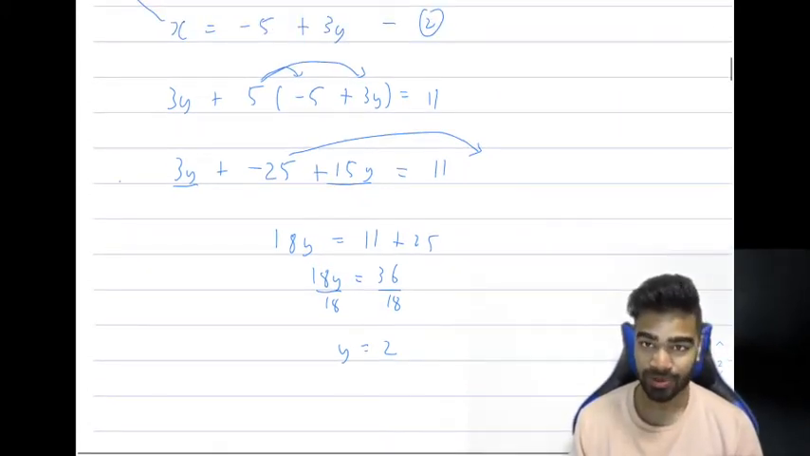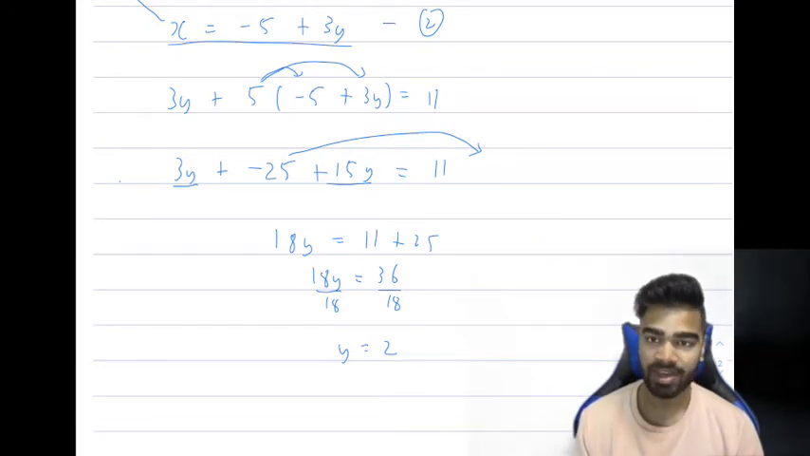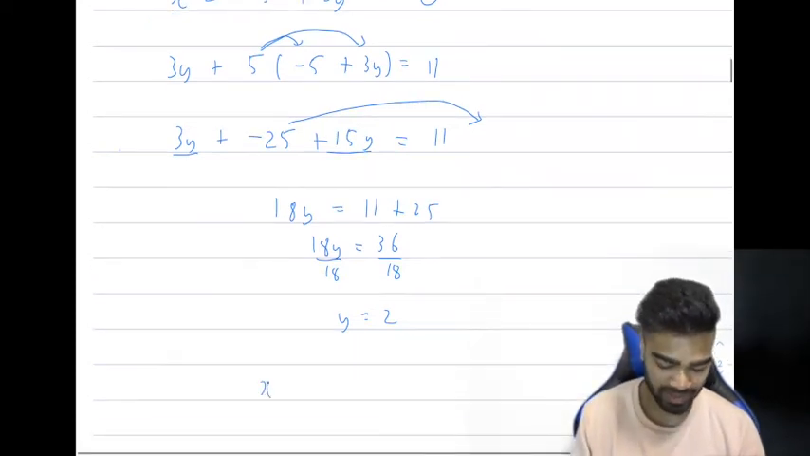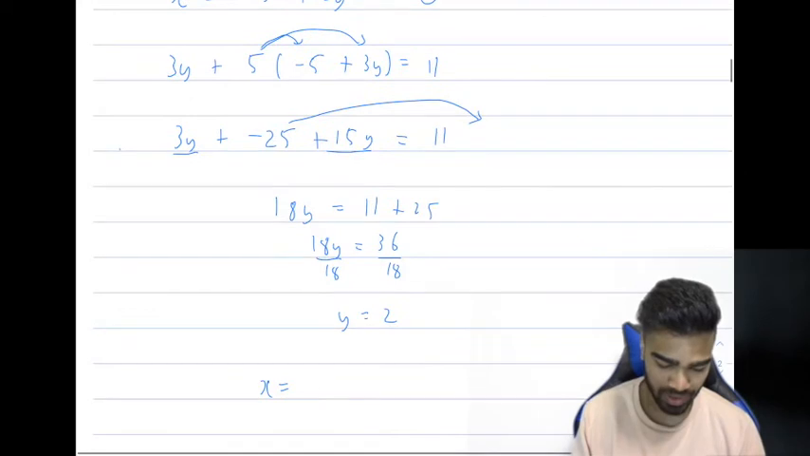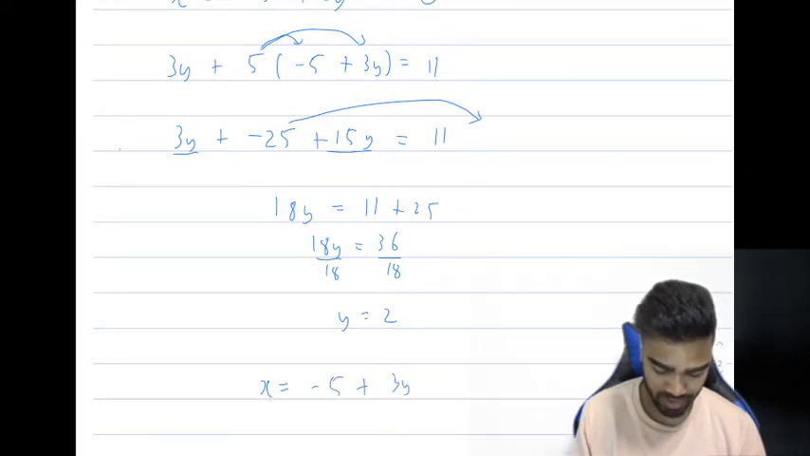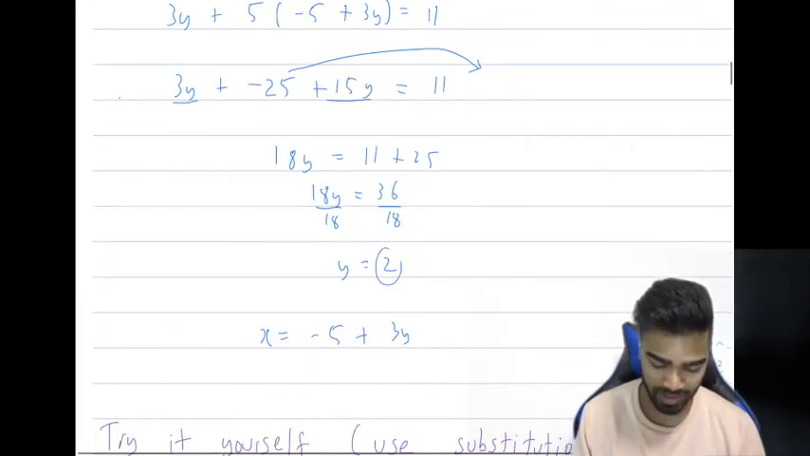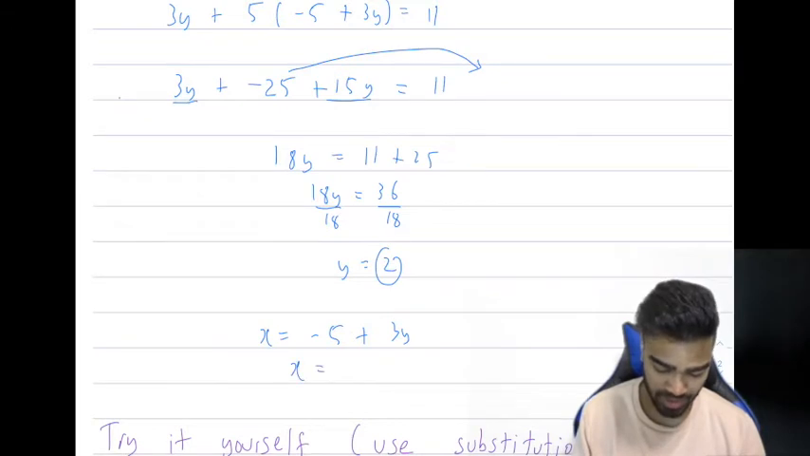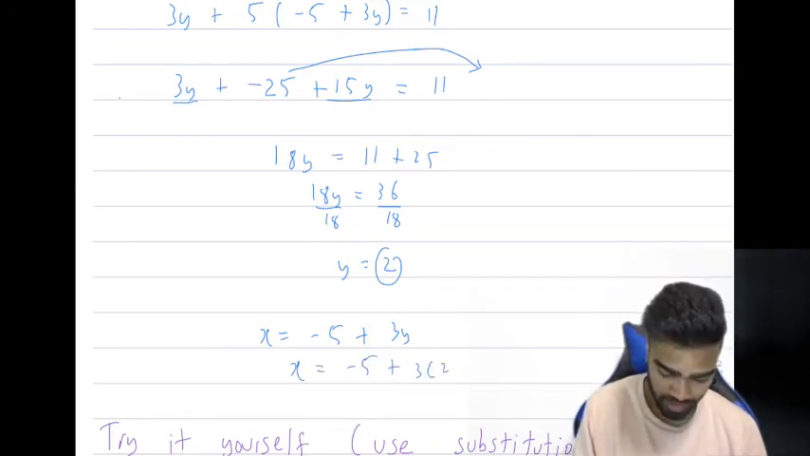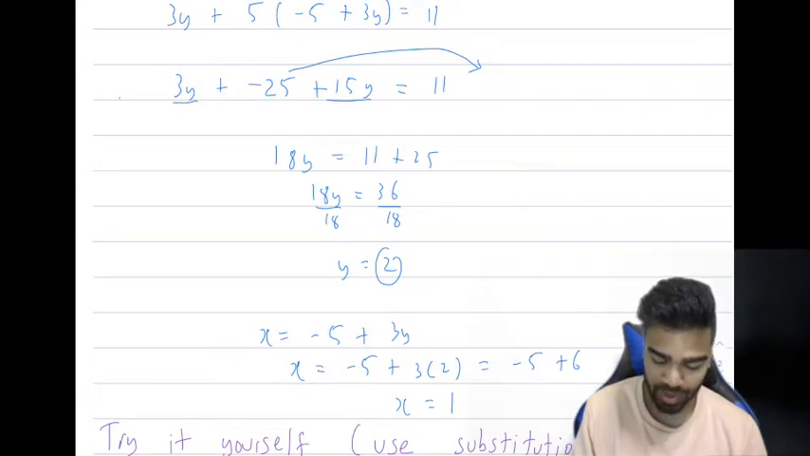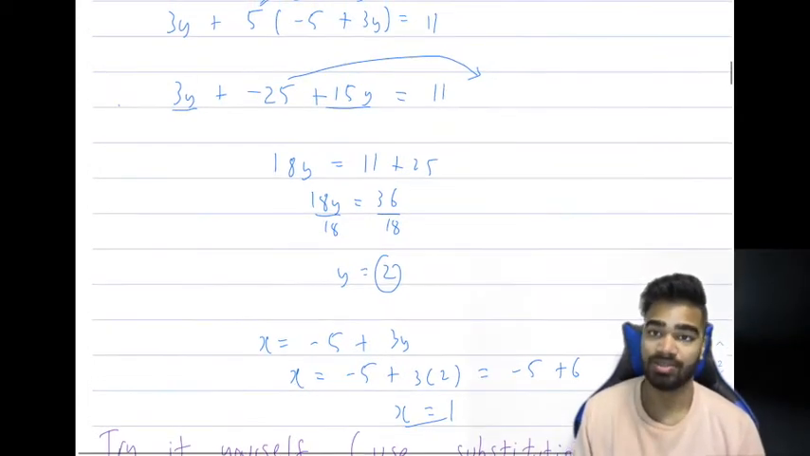Because what else do we have to find? We have to find the value of x. Okay, so we know that x is equal to negative 5 plus 3y. Now we know the value of y, so sub 2 into it. So x is equal to negative 5 plus 3 multiplied by 2, which is negative 5 plus 6. So therefore we can say x is equal to 1. So y is 2, x is 1. That's your final answer. Okay, so that's substitution.